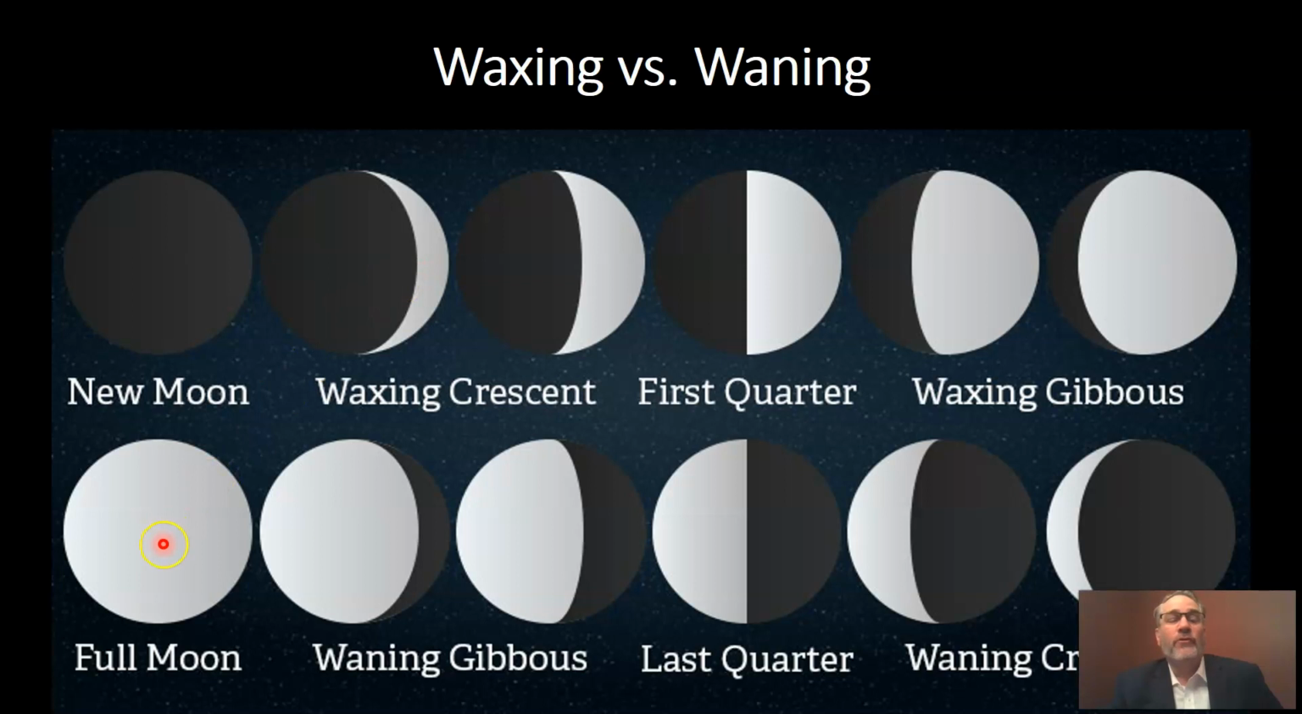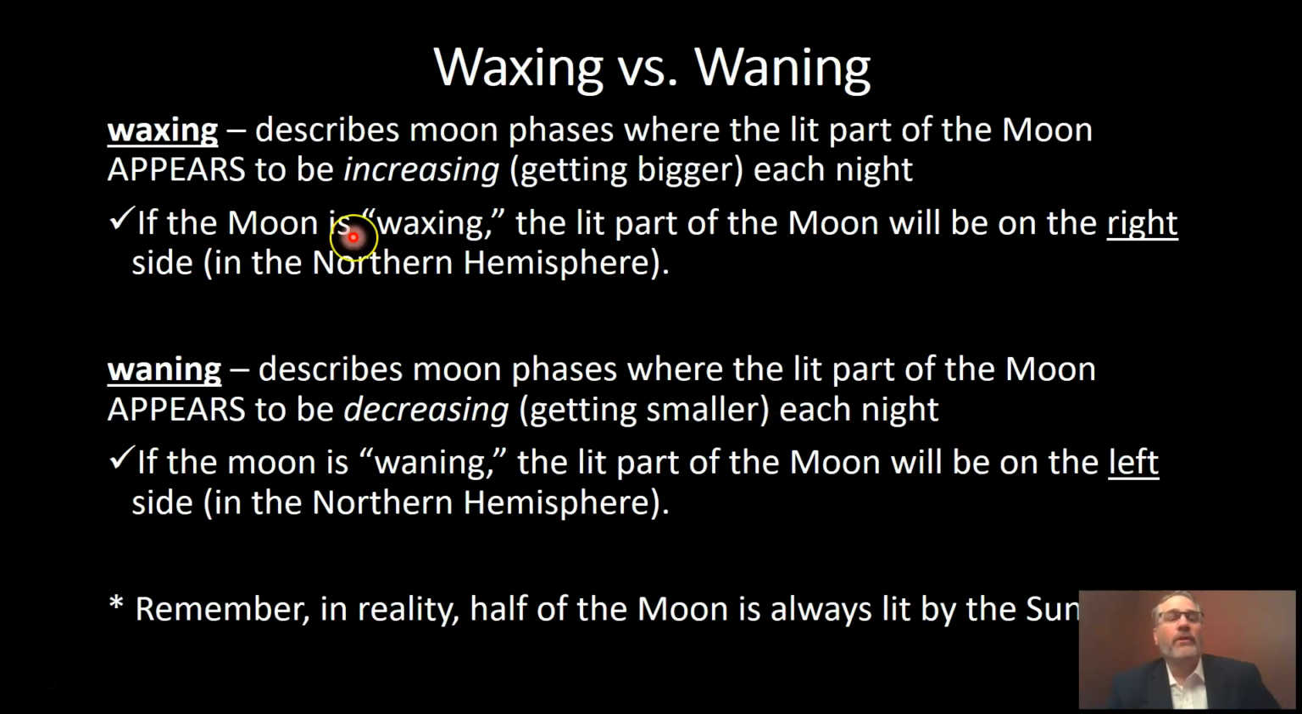Now, once we reach full moon, we're no longer waxing, right? Because the moon is completely full. What we're going to discover here is where the amount of the lit portion of the moon is decreasing each night. So the lit portion of the moon appears to be less and less. We're going to call those waning phases. So when we describe waxing, that's describing moon phases where the lit part of the moon appears to be increasing, meaning it's getting bigger each night.